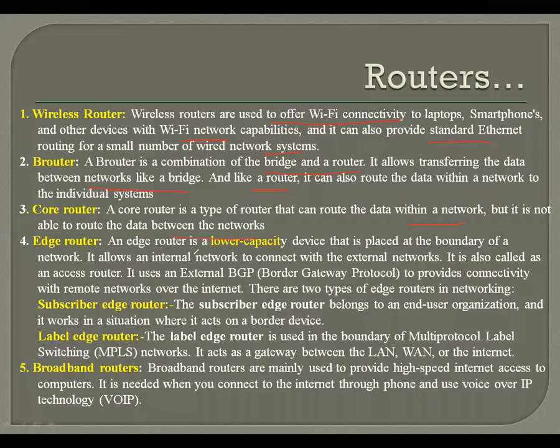Then the edge router. The edge router is a lower capacity device that is placed at the boundary of the network. So let's say if I have A network and if I have B network, in between this boundary we can place the edge router. It allows the internal network to connect with external networks, and it is also called an access router. It uses the external BGP, that is Border Gateway Protocol, to provide the connectivity.